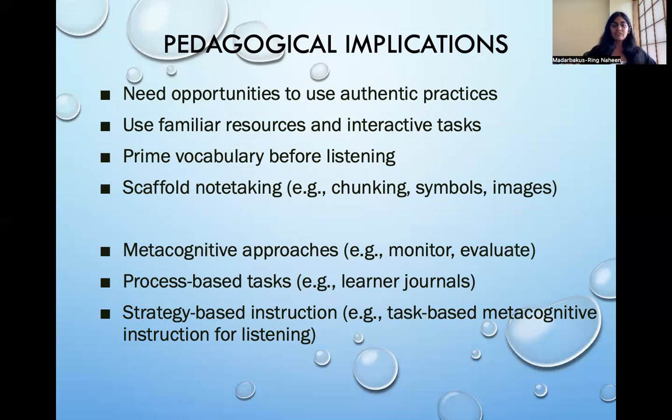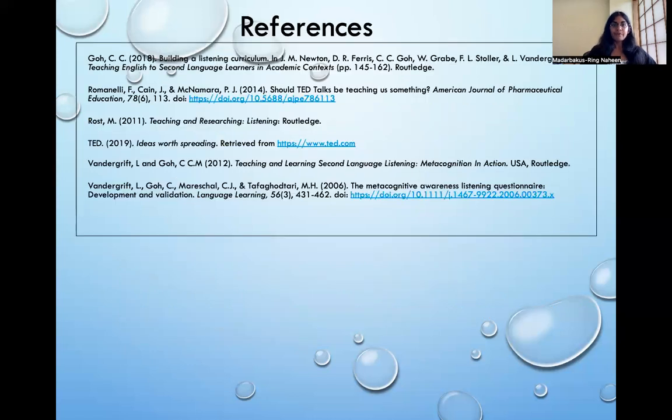And strategy-based instruction, so being able to have tasks which integrate both metacognitive and cognitive aspects, so being able to reflect on ideas, but also being able to understand what the text is about, are also valuable techniques for the classroom.